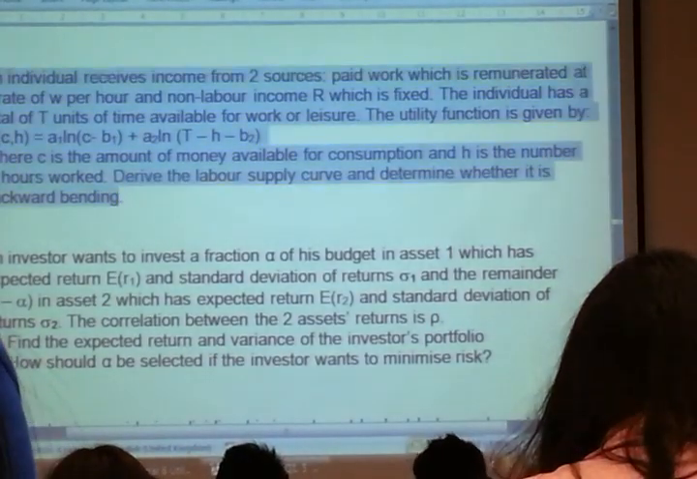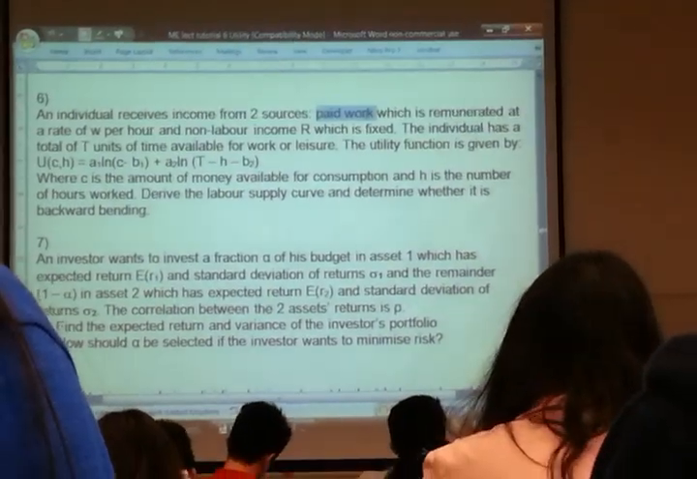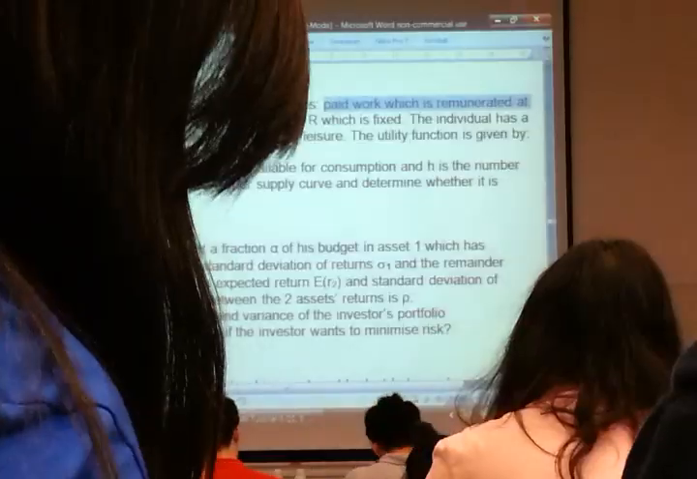An individual receives income from two sources. So the income comes from two sources. Paid work, earned income, which is remunerated at a rate of value per hour. Okay, so this is your earned income.